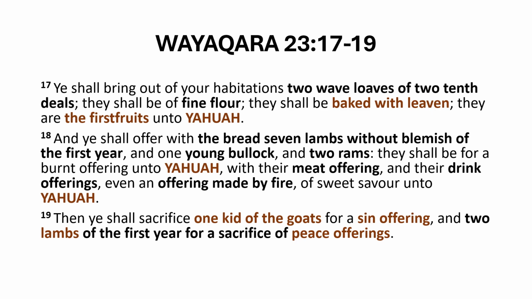17. You shall bring out of your habitations 2 wave loaves of 2/10 deals. They shall be of fine flour. They shall be baked with leaven. They are the first fruits unto Yahuwah. Here. This is the first time you use your measurement. You counted 7 Shabbats. You added a day. Then you are to bring 2 ayapa. That's the original name, ayapa. You are to bring 2 loaves of bread, measuring 2 ayapas, 2/10 deals. They are to be a fine flour. They shall be baked with leaven, and they are the first fruits unto Yahuwah. This is the only time that you are to measure anything.